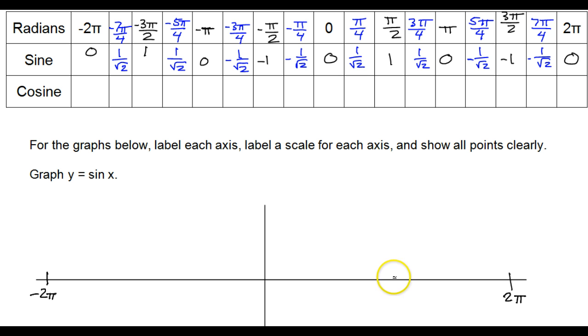Then just estimate halfway, and you know that's going to be pi. Same thing over here, I'll have negative pi. Now if I split each of those in half, I'm going to get pi over 2. So halfway right here, I'm going to have my pi over 2, and this will be my 3 pi over 2. And this will be negative pi over 2 and negative 3 pi over 2.